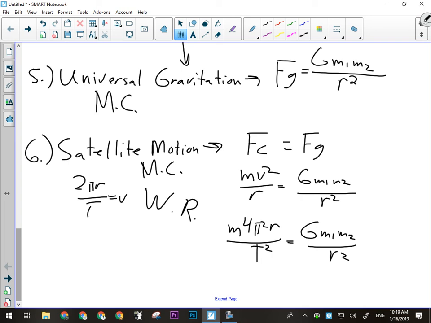Which mass cancels in a satellite question? The mass of the satellite, because all things fall at the same rate. So the mass of the satellite is irrelevant and will always cancel in a satellite motion problem. The mass that stays is the mass being orbited, Earth or the sun or whatever.